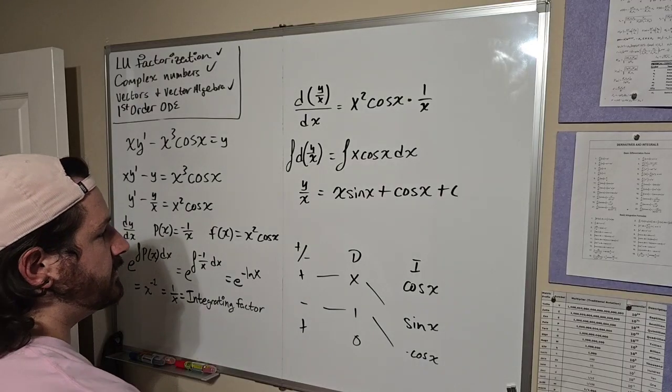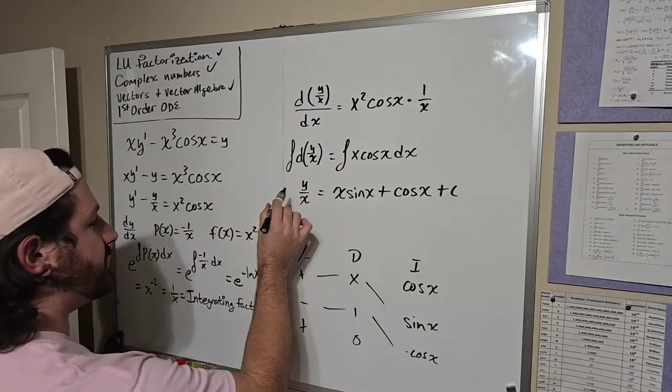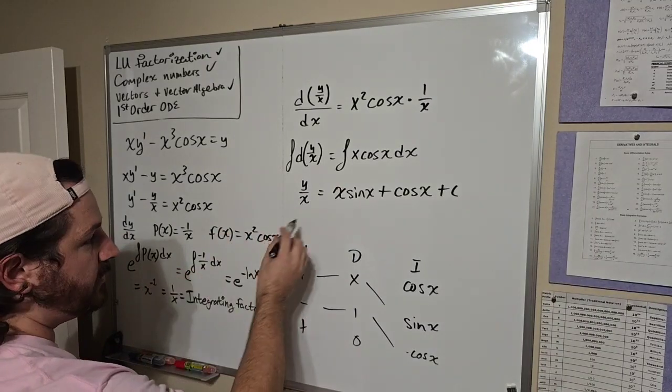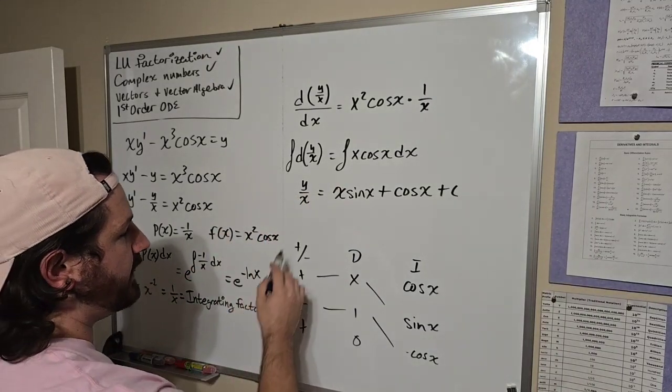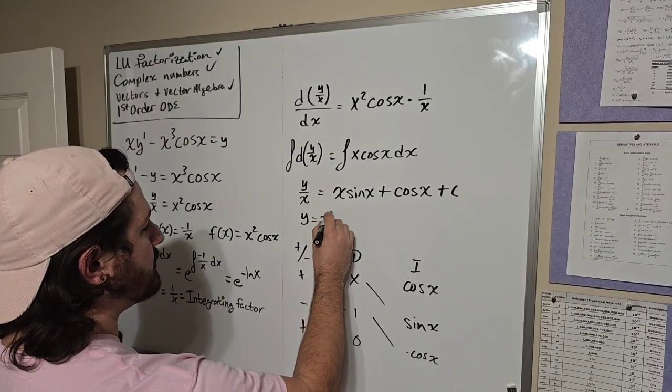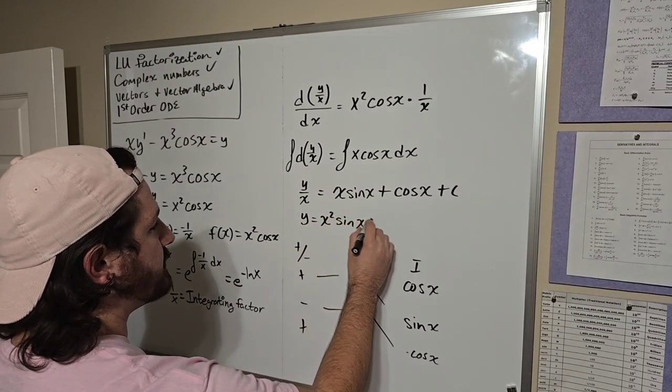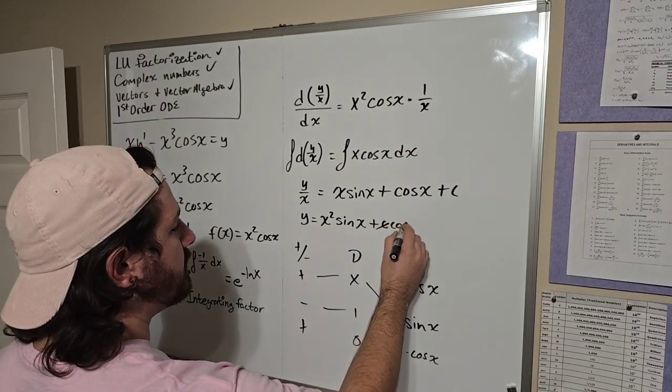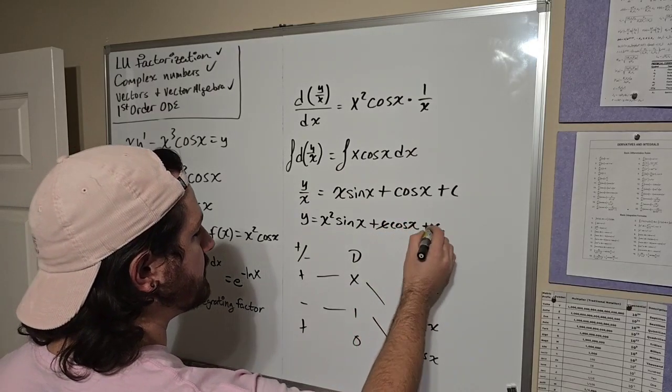Okay, very good. Now all we have to do, again, this is an implicit solution, because we have this x mixed in with our y. So let's get our explicit solution, where we multiply this x across. So now we get x squared sine x plus x cosine of x plus cx.